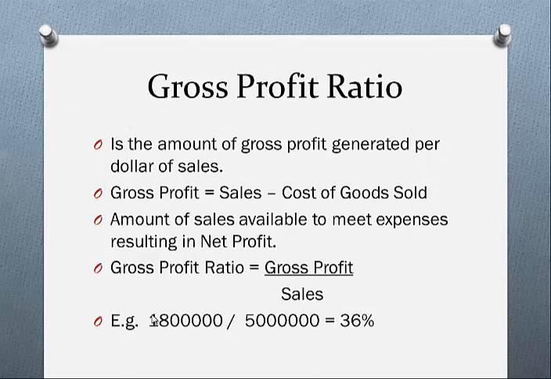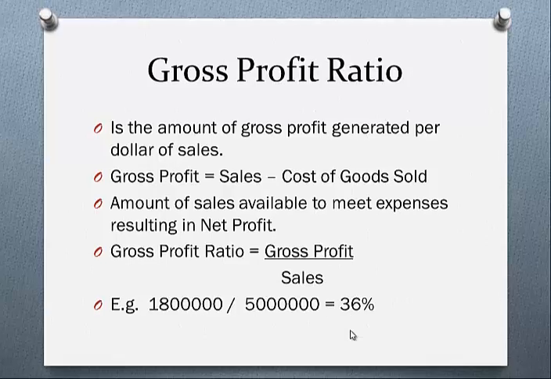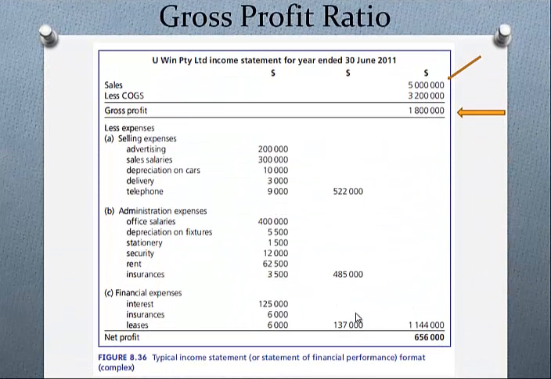So in this instance we've got 1.8 million, that's the gross profit, divided by the net sales of 5 million, giving us a gross profit ratio of 36%. Those figures I derive from here, the gross profit there and the sales there.